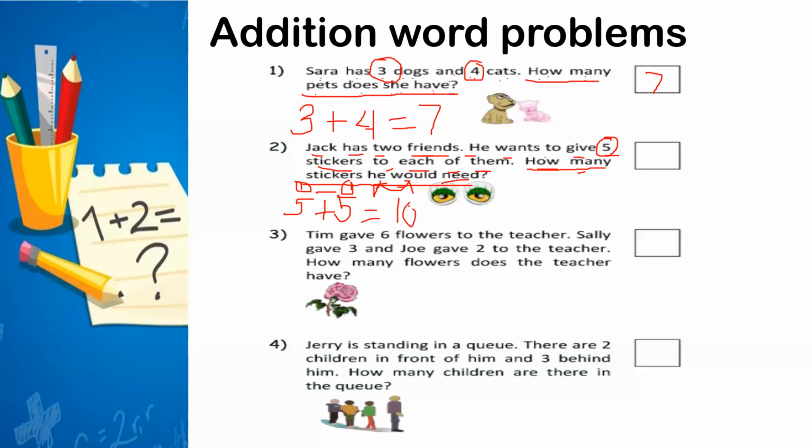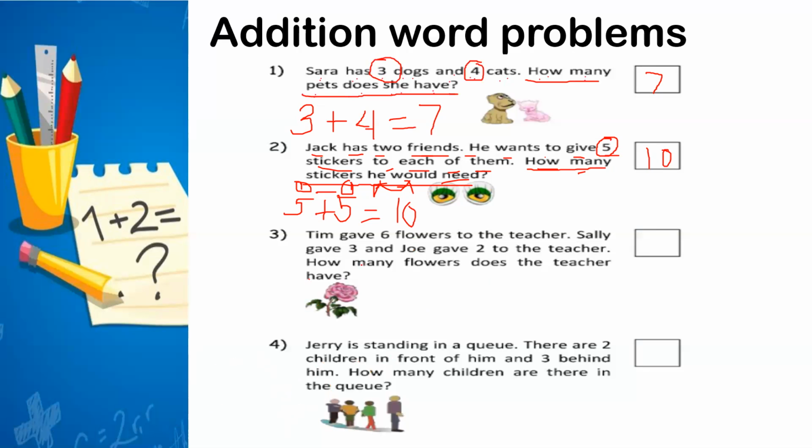10, of course. Okay, so let's write 10 here. So Jack would need 10 stickers for his 2 friends. Okay, nice one. Okay, let's go to number 3.